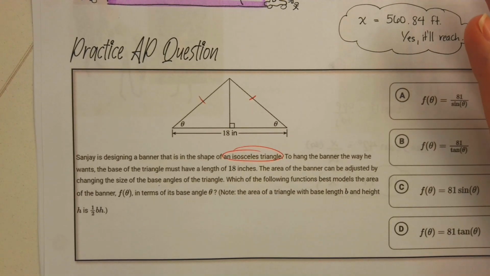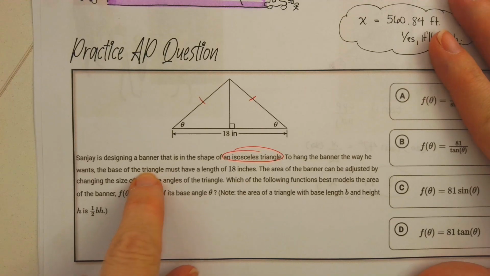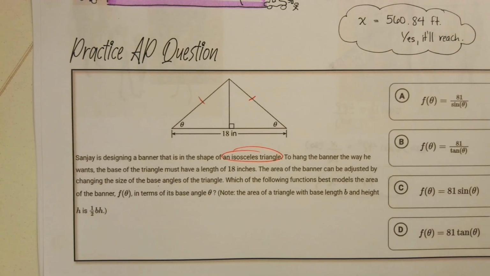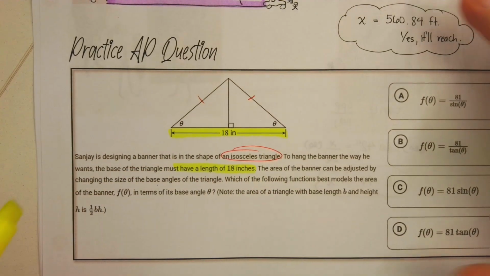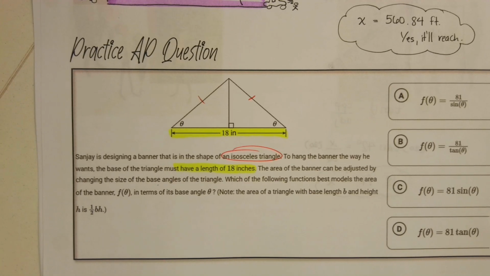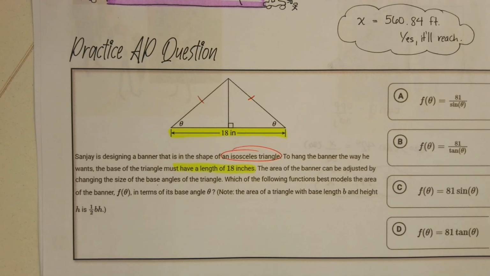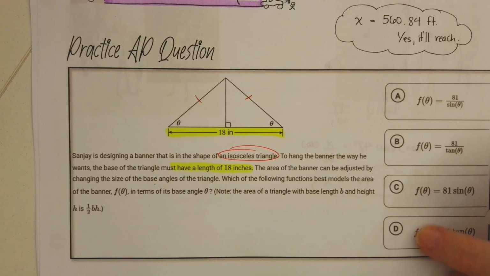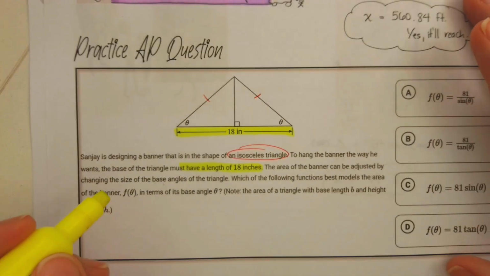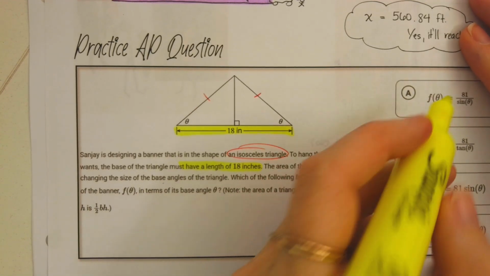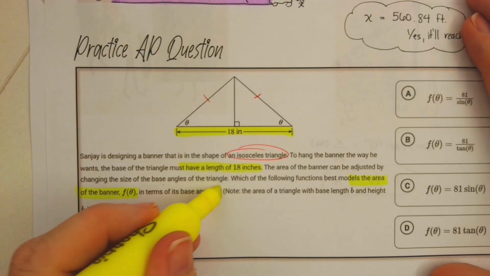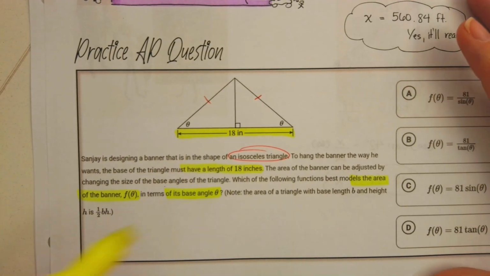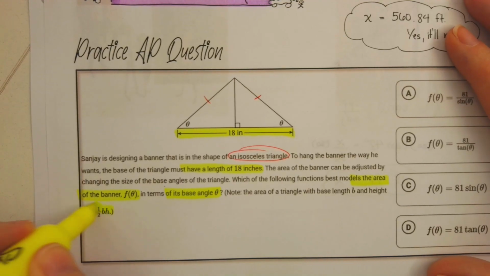To hang the banner the way he wants, the base of the isosceles triangle must have a length of 18, which he did label in the diagram. The area of the banner can be adjusted by changing the size of the base angles of the triangle. Which of the following functions, A, B, C, D, best models the area of the banner? All of these functions stand for area of the banner in terms of base angle theta. And they also gave you the formula for area: area is base times height.